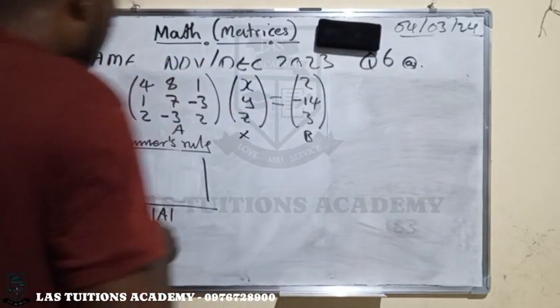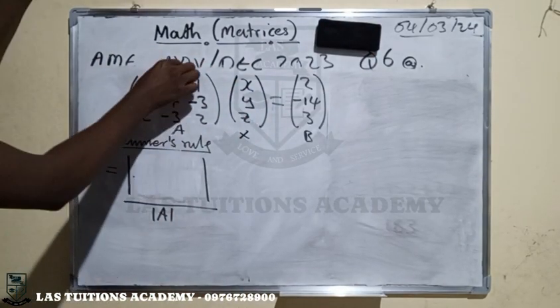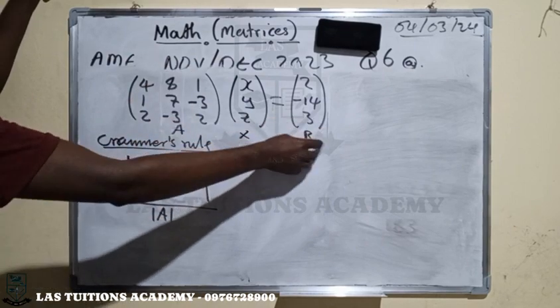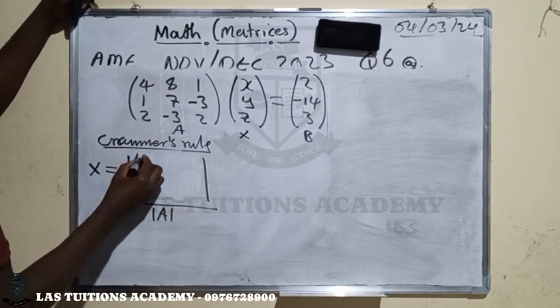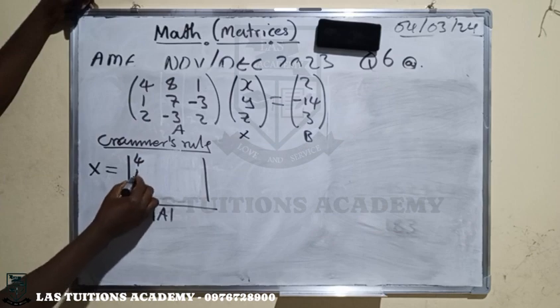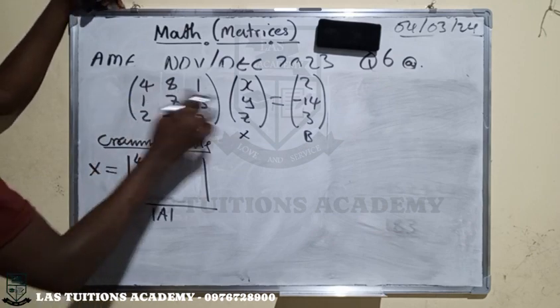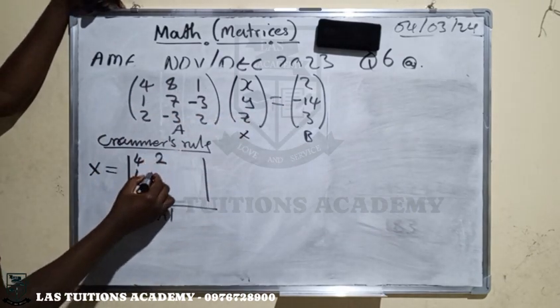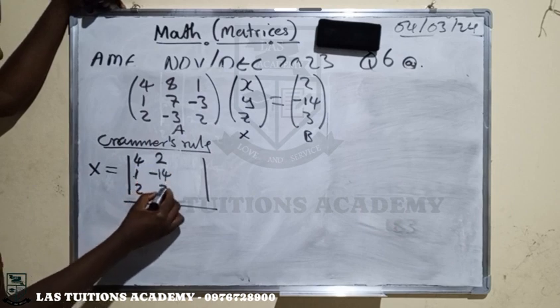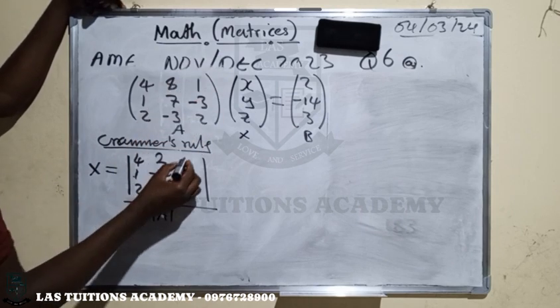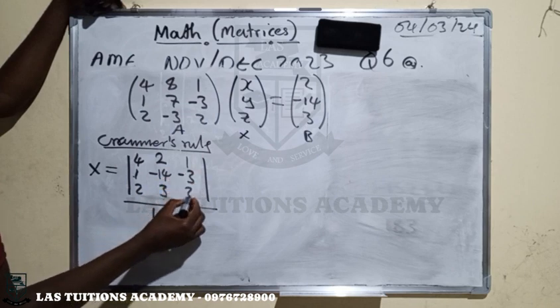What we do now is replace the middle column with the b. So we're going to have our 4, 1, 2. Then here we are replacing with that, so I have 2, negative 14, 3. Then the last part here remains the same, like that.